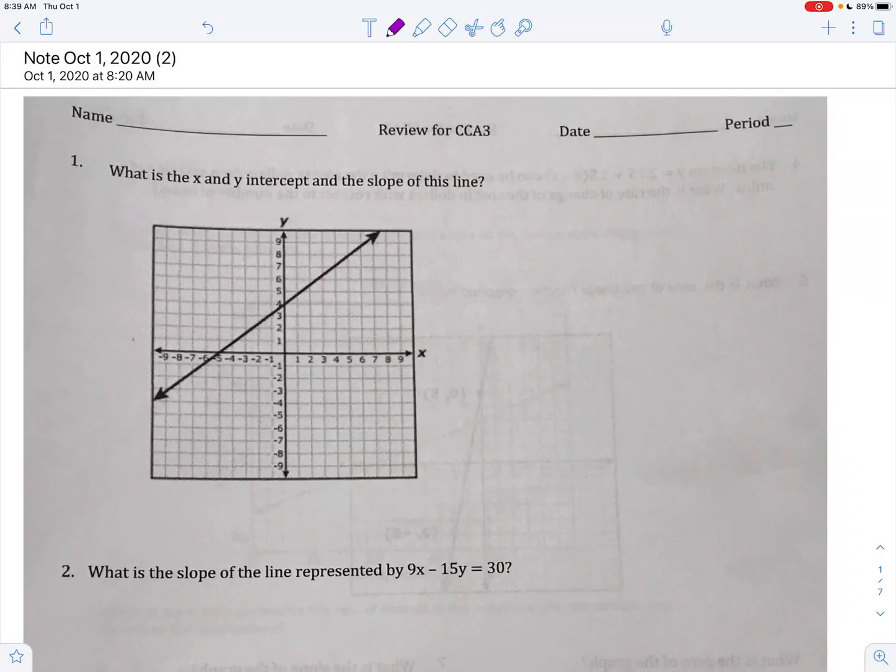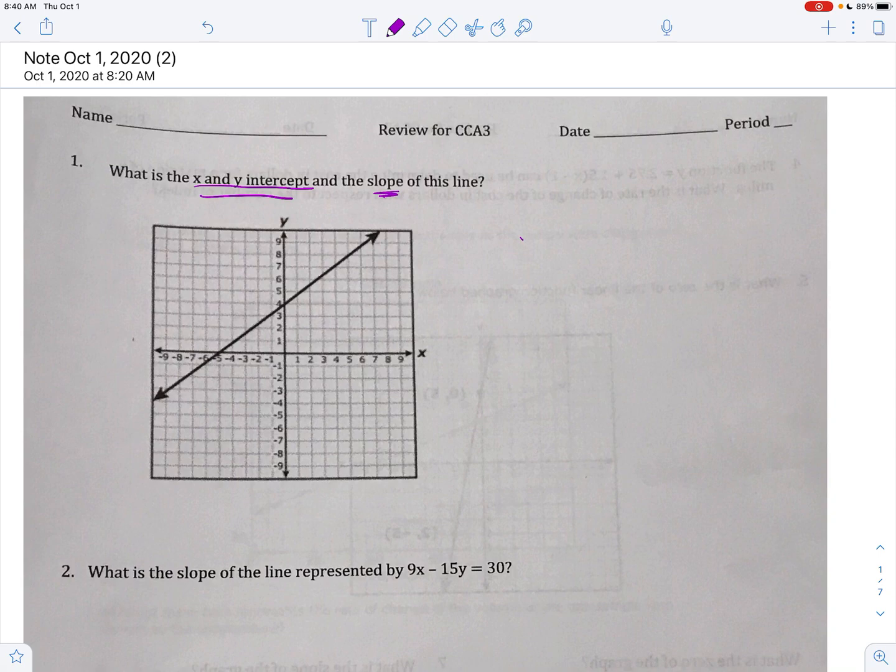Okay, today what we're going to do is review for the CCA 3. We already did quizzes in class, but this is the official review, and we're going to review it. The first question says, what is the x and y-intercept and the slope of this line, right? So we got three things that's being asked. We're asked for the x and y-intercept, and we're asked for the slope, okay?